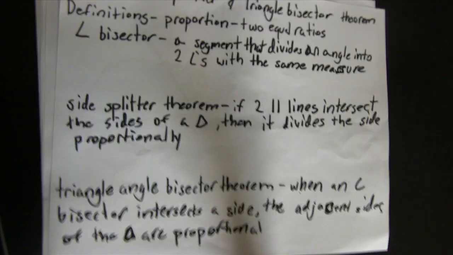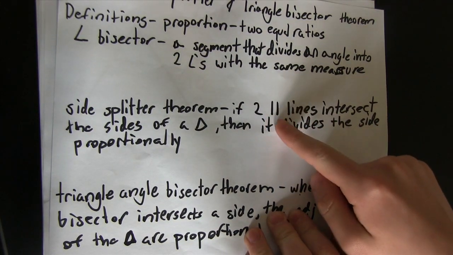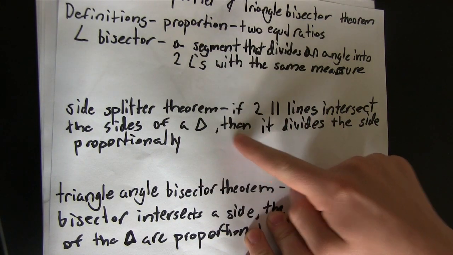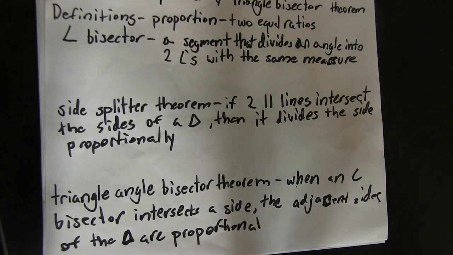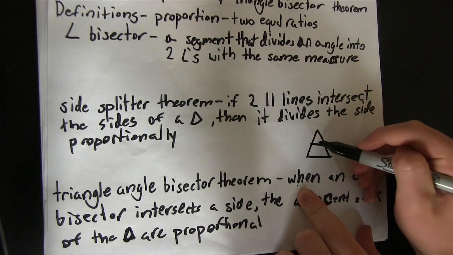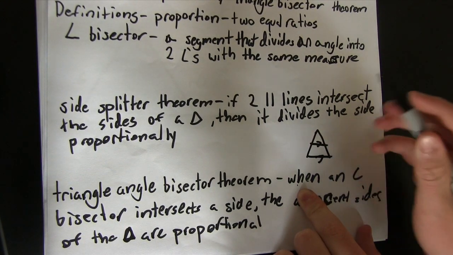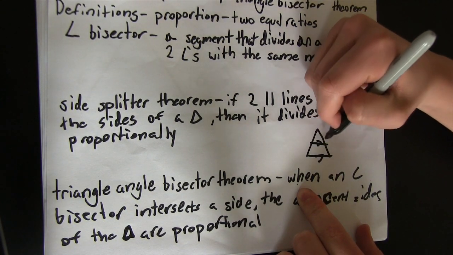Alright, so now we have the side splitter theorem. That says that if two parallel lines, that's the symbol for parallel right there, intersect the sides of a triangle, then it divides the sides proportionally. I'm going to just draw a little diagram for you right here. Here's a triangle. There's our parallel lines right there. Those are the symbol for parallel, if there's a little arrow on it. And these two lines are proportional to those two lines.